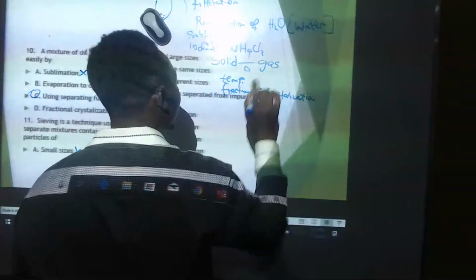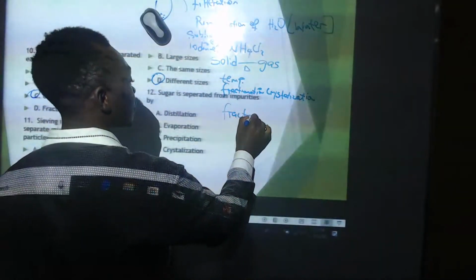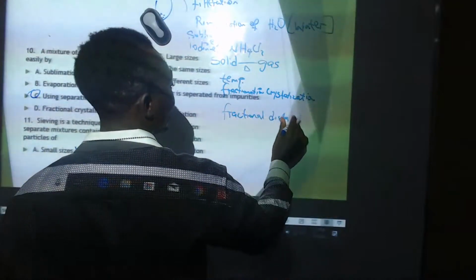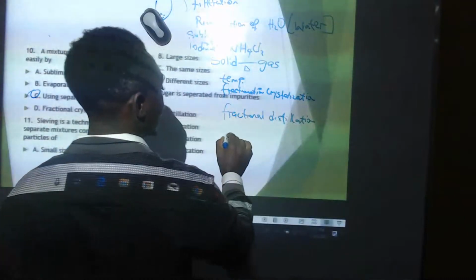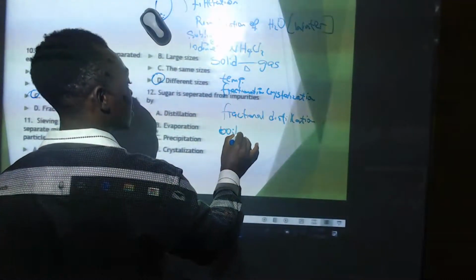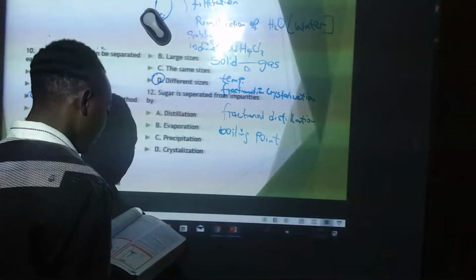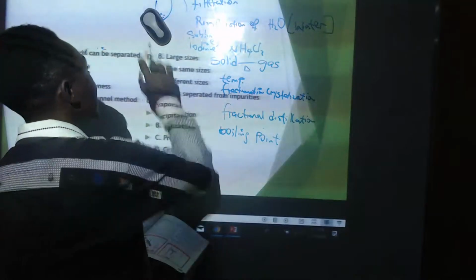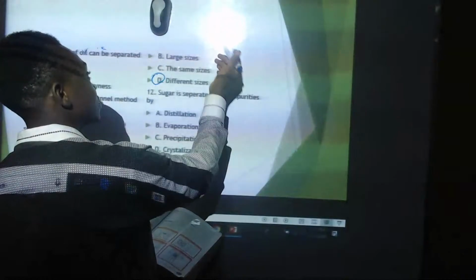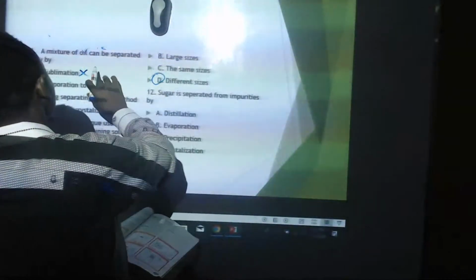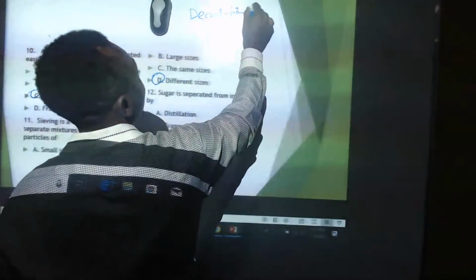Now, we want to talk of fractional distillation. Distillation looks at their boiling point. This is boiling point. Now, I also talked of precipitation, which I didn't actually mention, to separate soluble solid from a solution. An example, still the same thing, it works the same way as decantation. Decantation and precipitation.